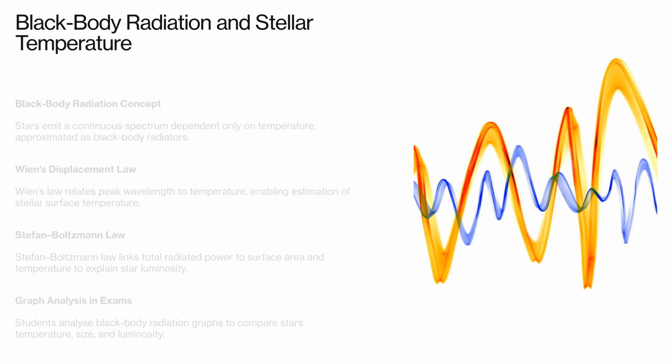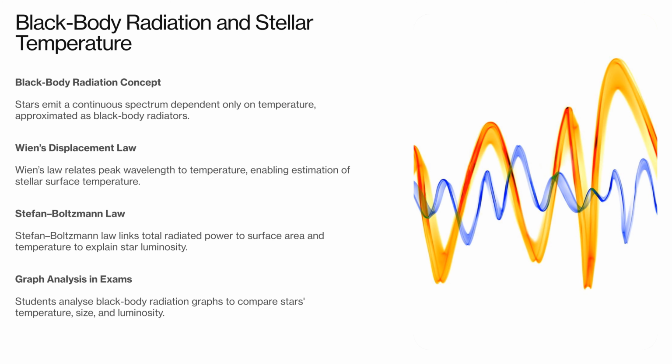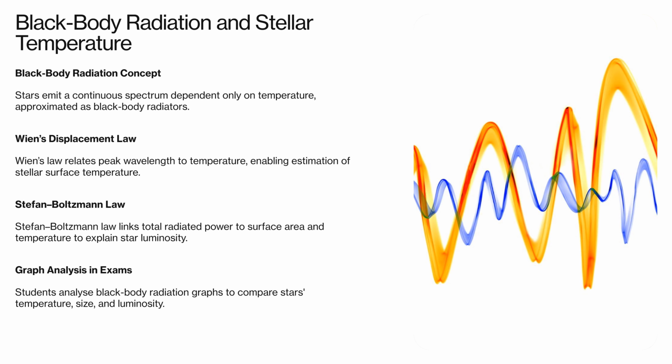Stars are approximated as blackbody radiators, meaning they emit a continuous spectrum that depends only on temperature. The shape of a blackbody radiation curve shows that hotter objects emit more energy at all wavelengths and have a peak at shorter wavelengths. Wien's displacement law, λmax T = 2.9 × 10^-3 m K, allows the surface temperature of a star to be estimated from the wavelength of maximum intensity.